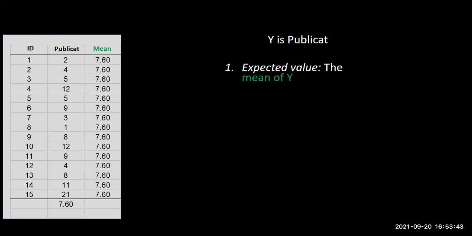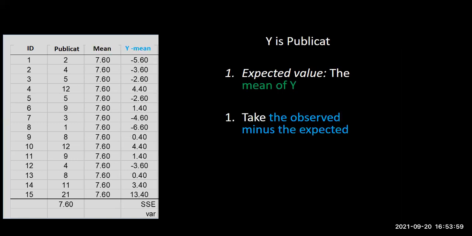And now I'm going to calculate the difference between my observed score and my expected score. My observed score is still the number of publications each person has. My expected score in this case is the mean of Y. So in the first one, I've not done a very good job. I'm off by 5. Later on, I've also not done a good job. I've underestimated some people, and I've overestimated some people.